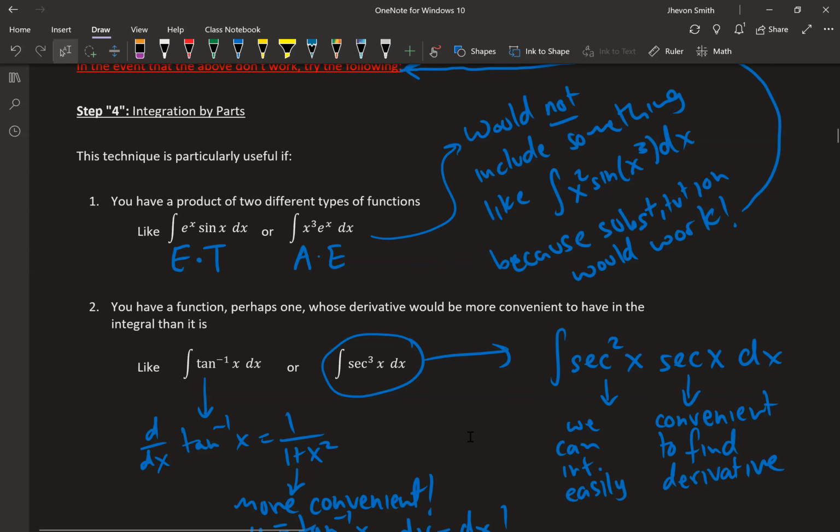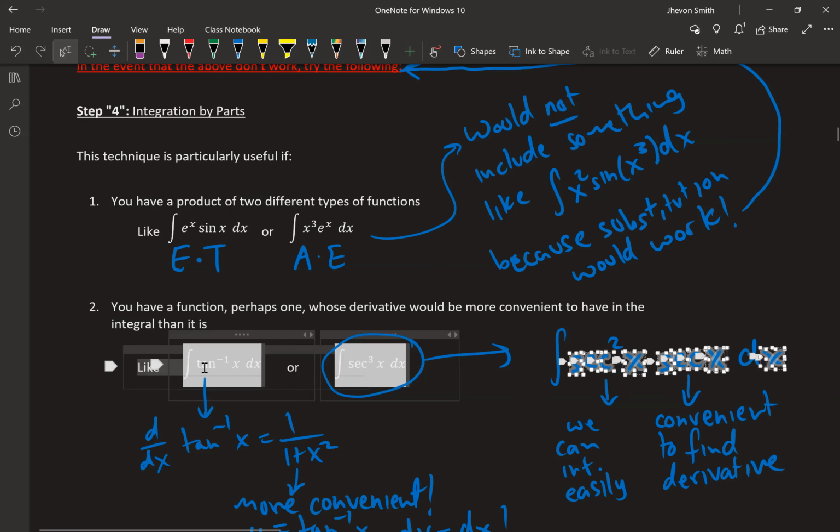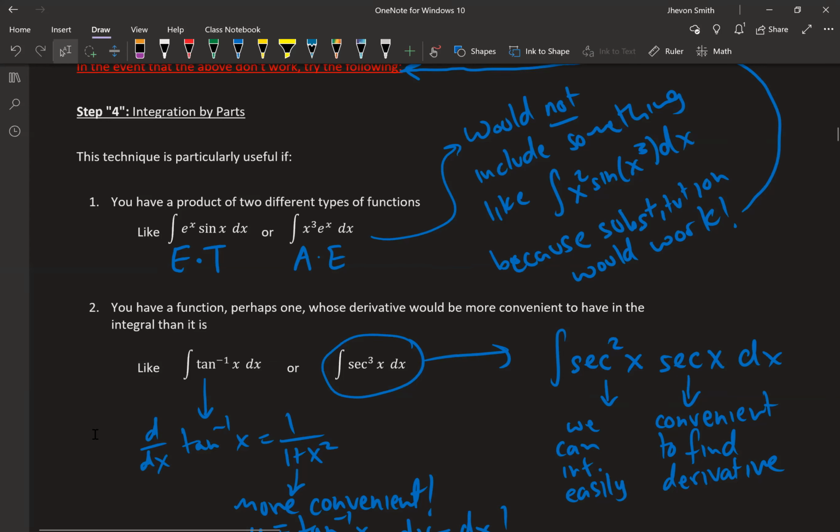So for the integration by parts, these are the two main scenarios where it would work out. If you spot that you have a product of two different types of functions, or if you have one function whose derivative would be more convenient, or if you have two of the same types of function where you realize having the derivative of one of them would be nicer, then integration by parts might be right for you.